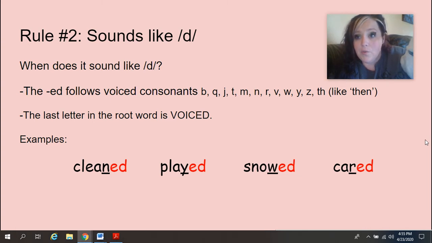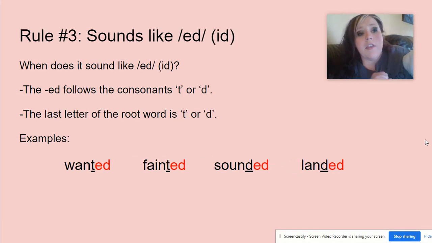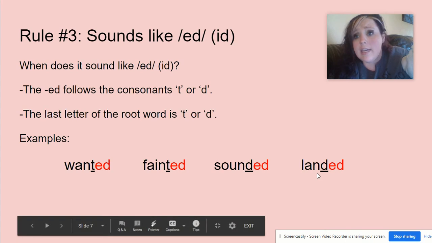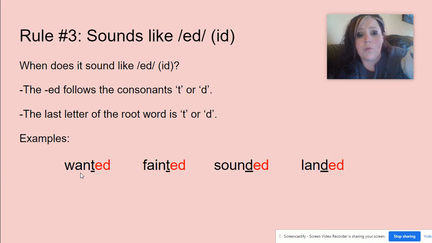Let's look at our third rule here. Rule number 3 is it sounds like id, or sometimes it'll show up as ed. It sounds like ed when the ed follows the consonant T or D, the root word does. So the last letter of the root word is a T or a D. Then it's going to make the ed sound. So right here I have the word want. So then it's going to make the ed sound. I wanted to go to school.